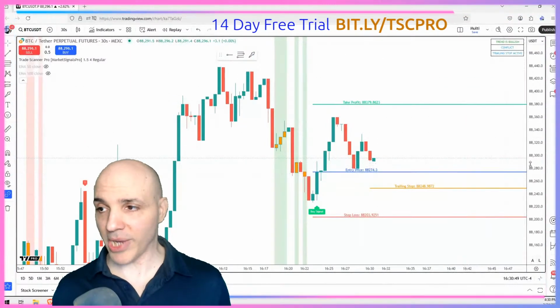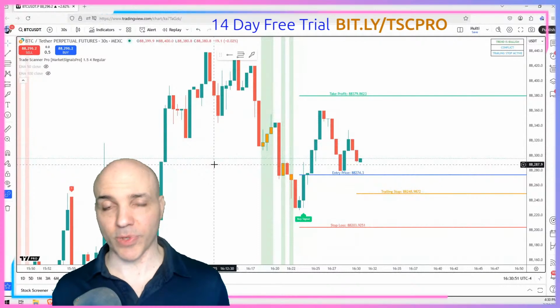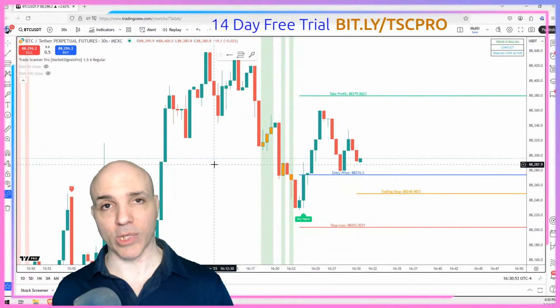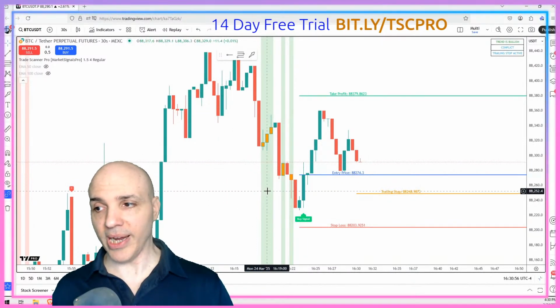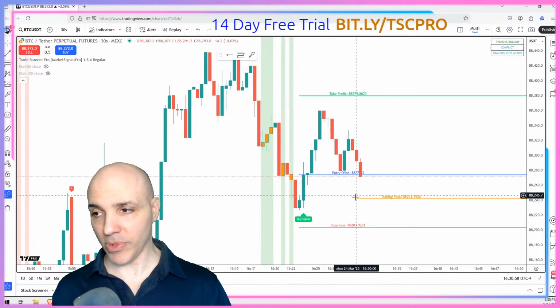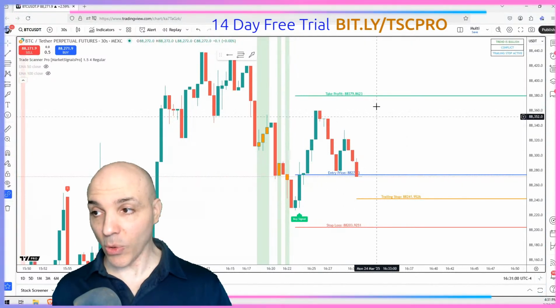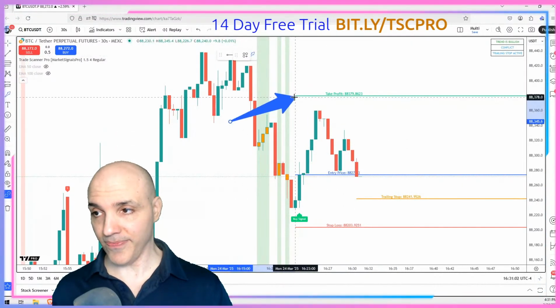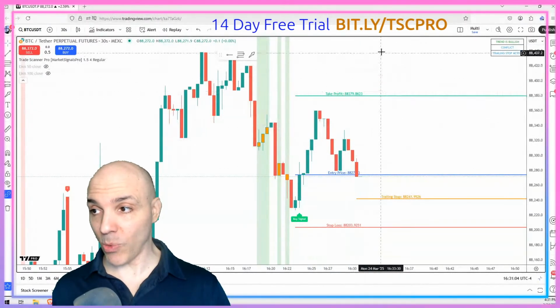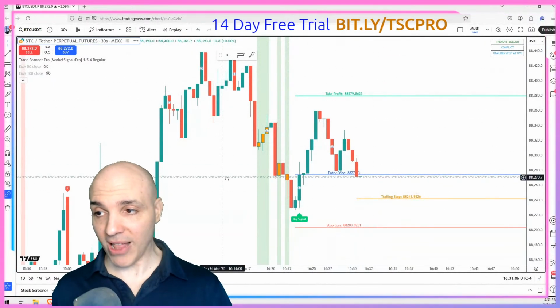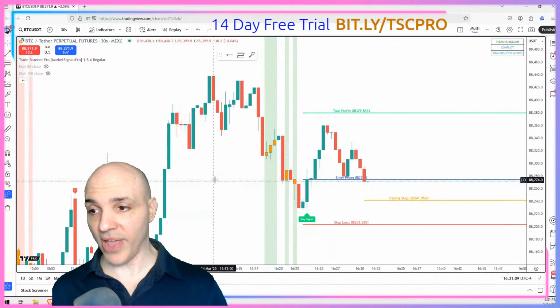The nice thing about the Trade Scanner Pro is it presets all of this for us, so we know what to expect. We know what to anticipate, right? I know where I should be getting out if I'm wrong, and it looks like we're on our way there, and I know where I should be getting out when I'm right. Or if the trade runs away, the trailing stop will follow it, and then I can capture more than I normally would.